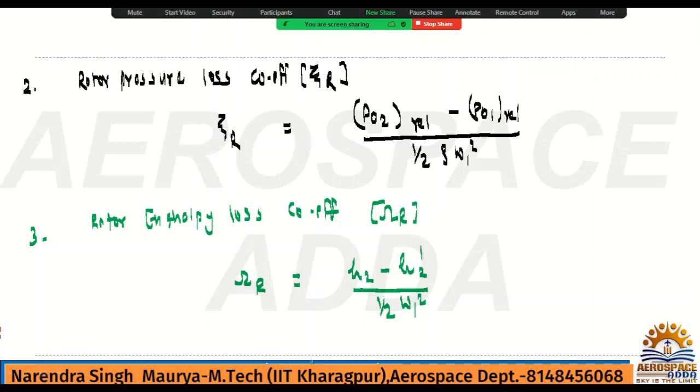So H2 minus H2 dash, the actual enthalpy and isentropic static enthalpy, that difference will be the loss. If you want to write this in terms of temperature also, you can write Cp into T2 minus T2 dash, divided by the equivalent enthalpy, half W1 square, because it's a rotor so you have a relative velocity. This is the formula. This is the rotor enthalpy loss coefficient.